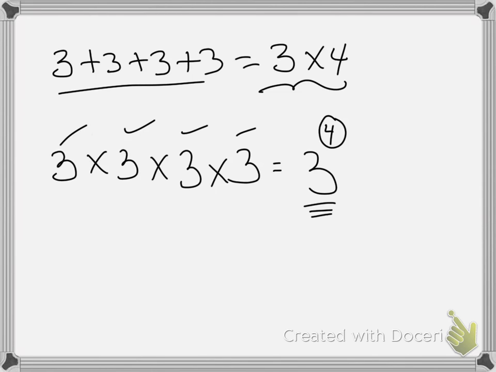So for example, if I give you 7 to the second power, what does that mean? It means that you have 7 times 7, which is 49. All right, let me give you another example.